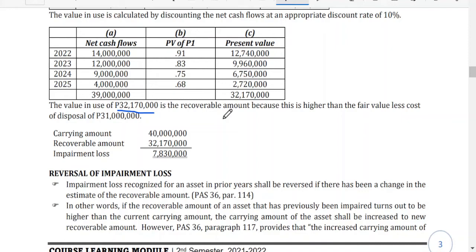So if the asset is recorded, for example, at carrying amount, and the recoverable amount, for example, is 45 million, we will record the asset at 40 million, which is the carrying amount, provided that the carrying amount is lesser than the recoverable amount. Again, if the carrying amount is lesser than the recoverable amount, then there are no necessary adjustments. So we will continue to record the asset using the carrying amount.